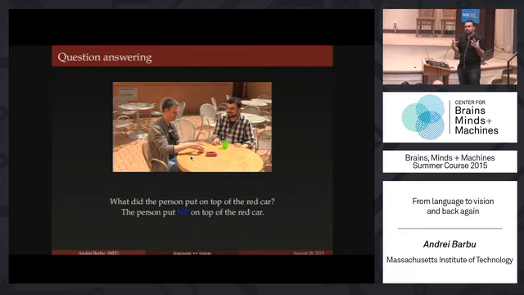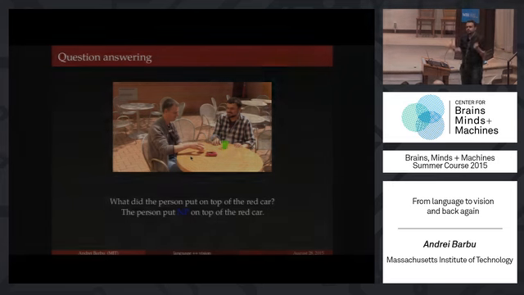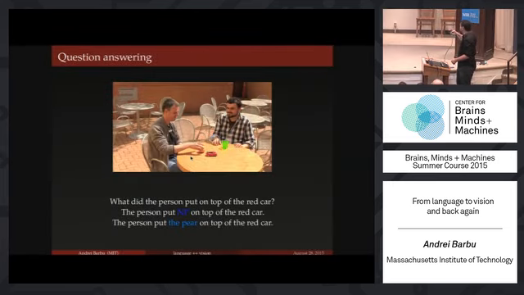Another way to think about this is you have sort of a partial detector. You look inside the video to see where it matches. You choose the best region where it matches. And then you complete your sentence. And you get an answer like the person put the pear on top of the red car.